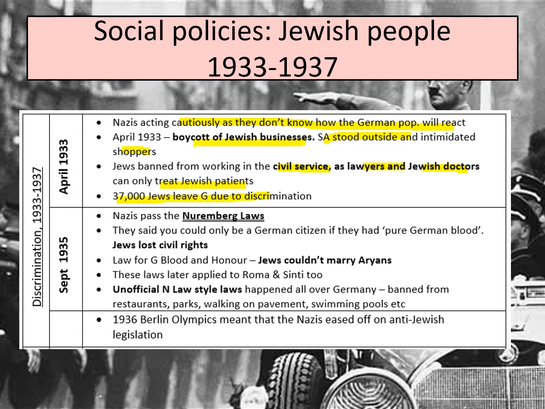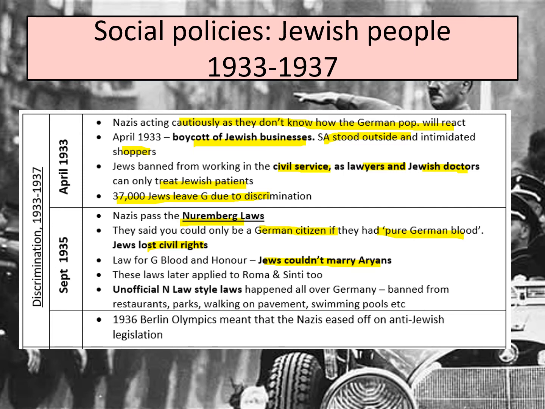Some people made the very difficult decision to leave at that point. Other people stayed, hoping that things wouldn't get any worse, but they did in September 1935 when the Nazis passed the Nuremberg laws. These said you could only be counted as a German citizen if you had what they deemed as purely German blood. As Jewish people were defined as un-German, they therefore lost their civil rights and became second-class citizens. Laws were passed, for instance, that said Jewish people couldn't marry Aryans, and if you were already together, you would be separated. If you refused to separate, you could end up in a concentration camp.